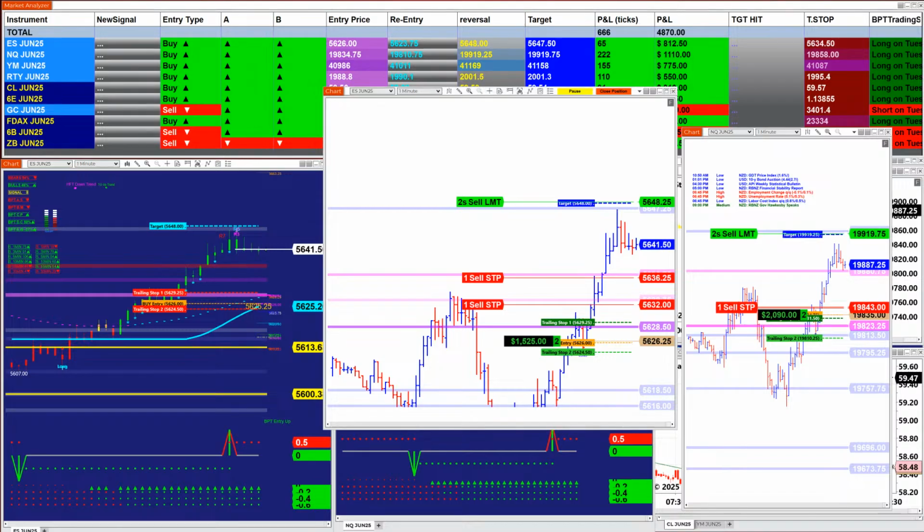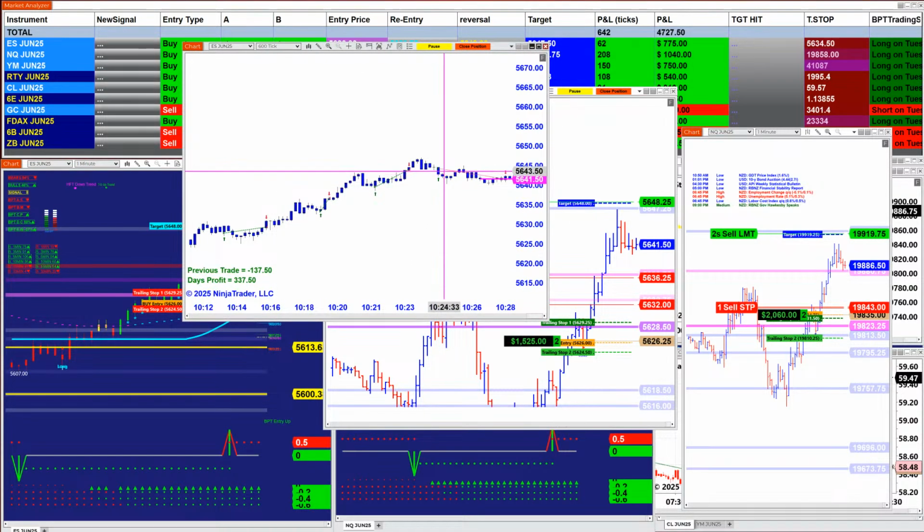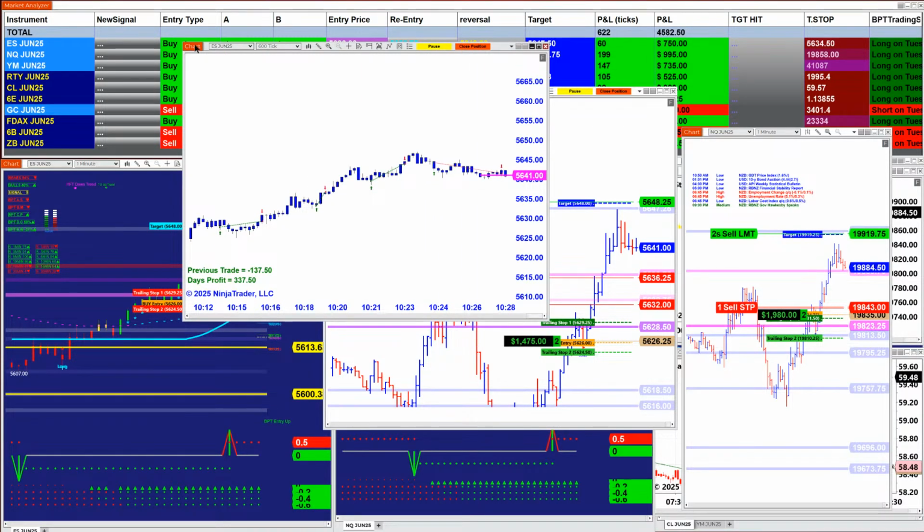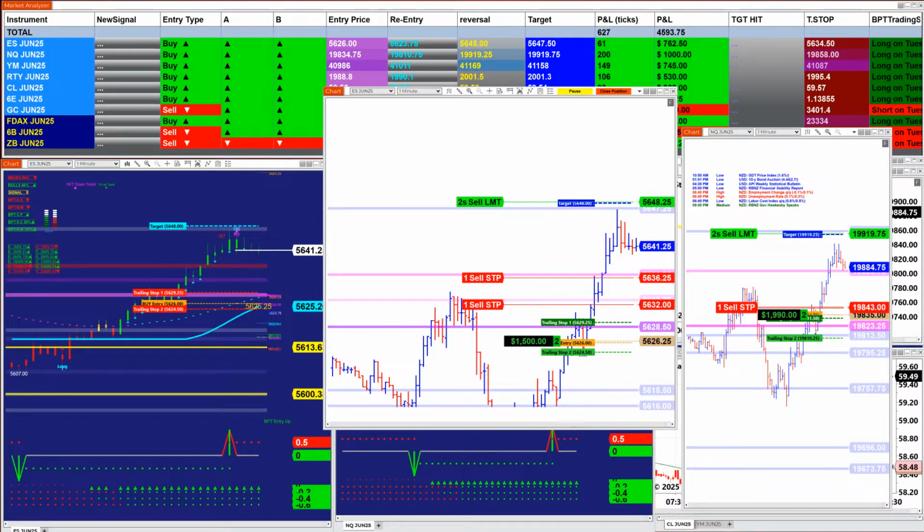We have a losing trade on the new Autotrade. We had 1, 2, 3 winning trades and 1 losing trade. So you have to see the good and the bad. So we have 1 losing trade on the ES.